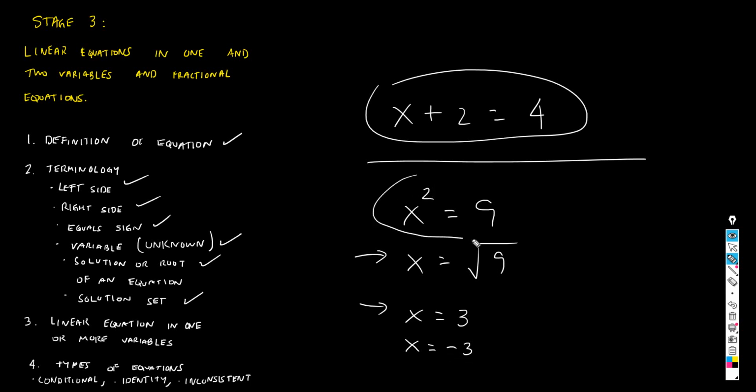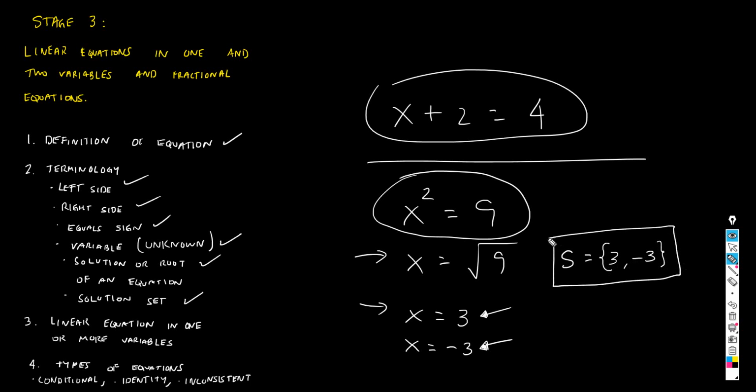So this equation, guys, has two possible solutions or two possible roots, 3 and minus 3, and both are perfectly fine. Neither is better than the other, okay? So what is the solution set for this particular equation? Well, my solution set is equal to {3, -3}. So I separate my roots or solutions by commas. You see? This is the solution set for this particular equation. And there are many more.